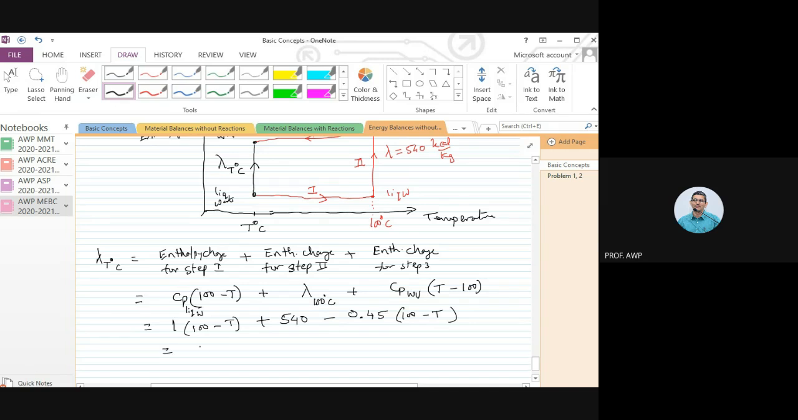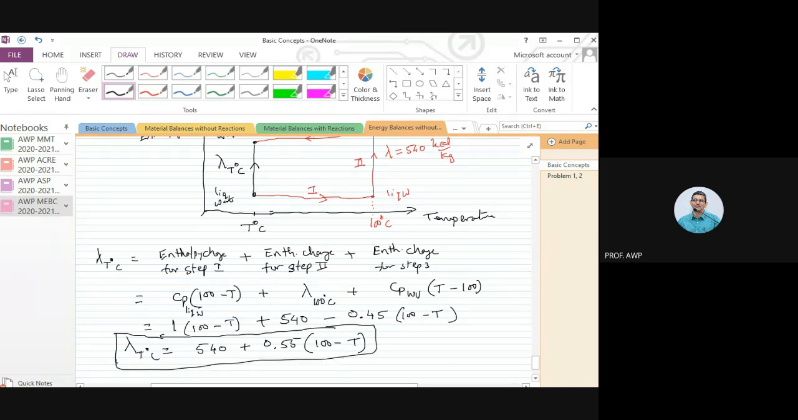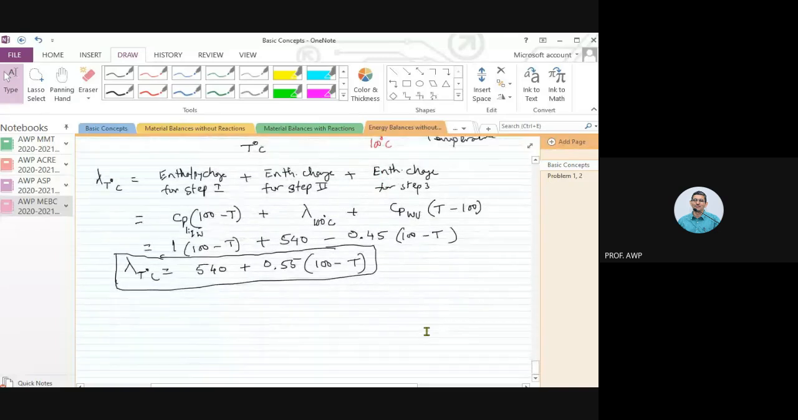And then this would be just 540 plus 1 minus 0.45, that's nothing but 0.55, into 100 minus T. So lambda at any temperature T degrees centigrade would be 540 plus 0.55 into 100 minus T, where T is in degrees centigrade. Right? Is that okay? Is that clear? Yes, no?